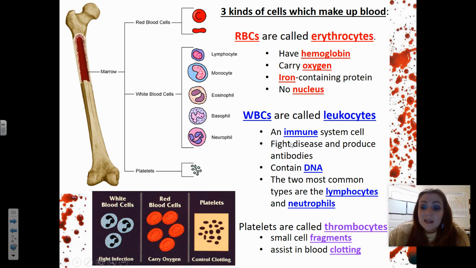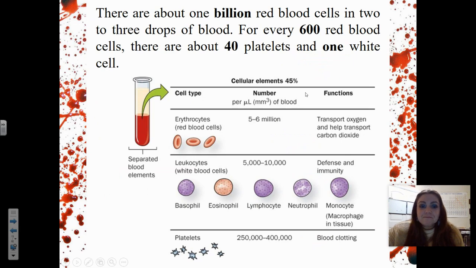If you're ever sick, you have more white blood cells in your bloodstream because you're fighting off a virus. So your body creates more white blood cells to fight off the virus. But normally, we have less than 1% of white blood cells and platelets, and the rest of it is all red blood cells. So when you think about that little tiny bit, there are about 1 billion red blood cells in 2 to 3 drops of blood.